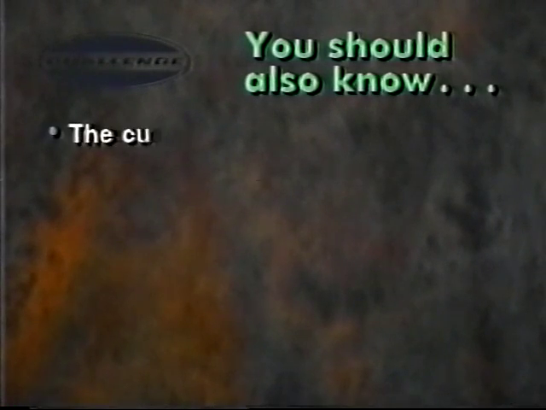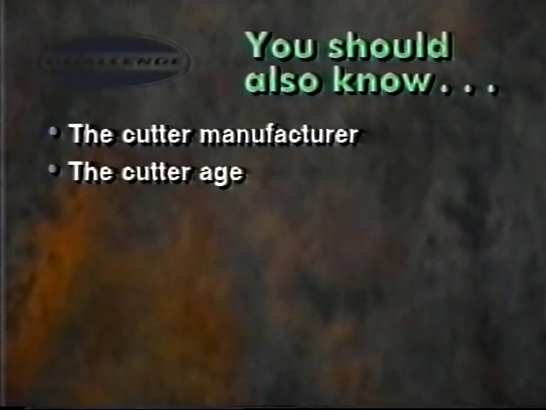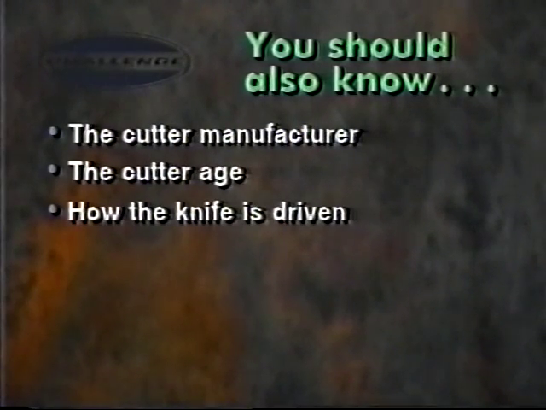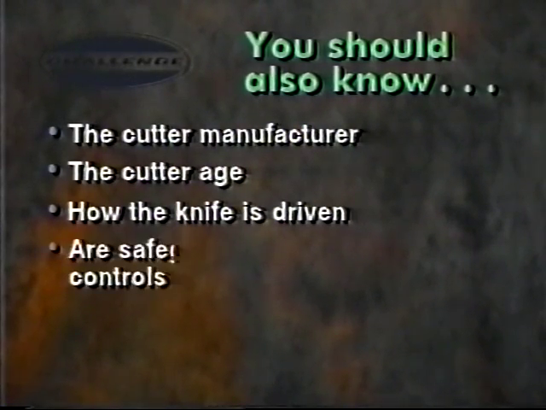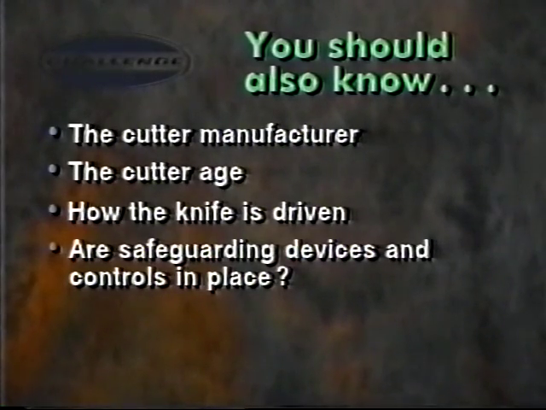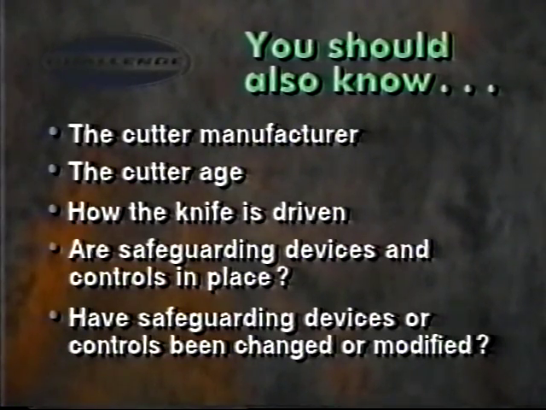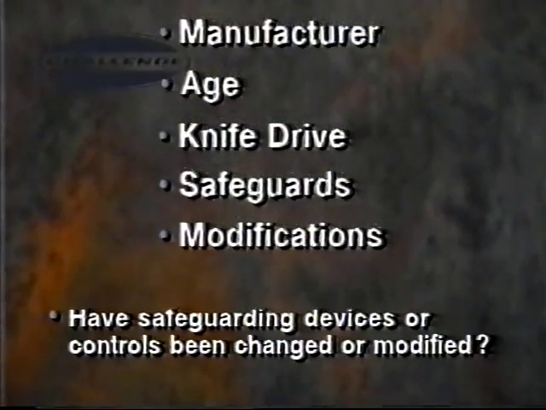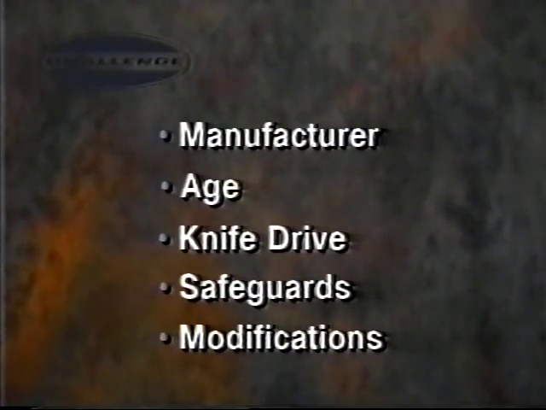You should also know who manufactured the cutter, how old it is, and whether the knife is mechanically, electrically, or hydraulically driven. Are all the safeguarding devices and controls indicated in the manual on the machine? Have any modifications been made, particularly to safeguarding devices or controls? If modifications have been made and are not explained in your manual, call the cutter manufacturer immediately. The modifications may not allow for safe cutting operations. These may seem like questions that have little to do with cutter operation. If you don't know the answers, however, you may not know enough about the cutter to operate it safely.